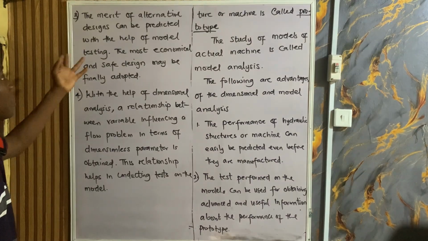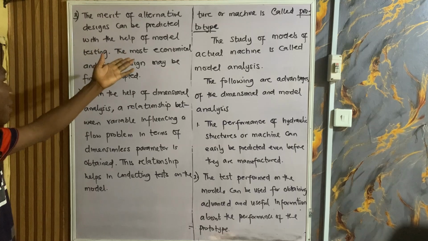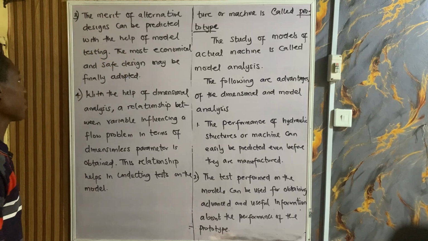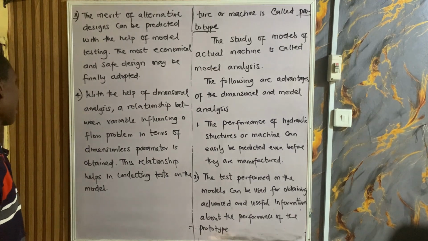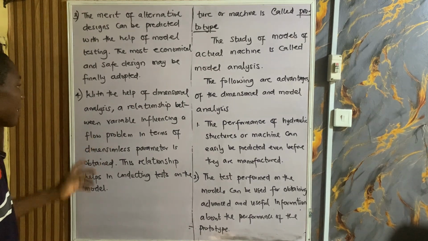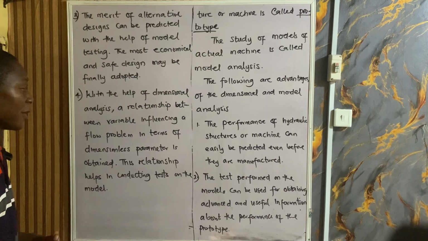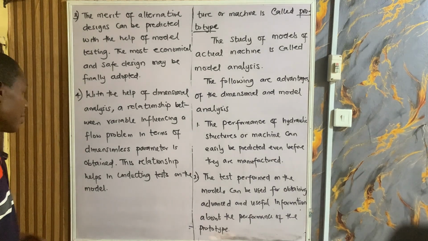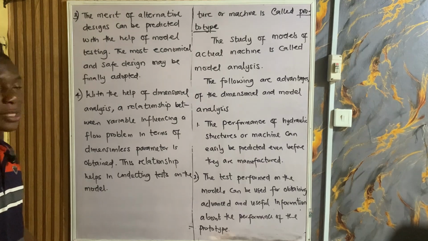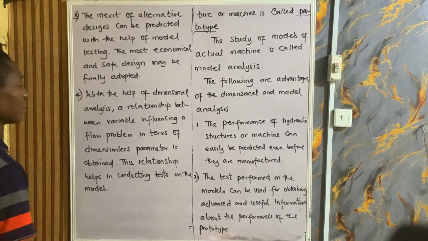Also, the merit of alternative designs can be predicted with the help of model testing. The most economic and safe design may finally be adopted. And lastly, with the help of dimensional analysis, a relationship between variables influencing a flow problem in terms of dimensionless parameters is obtained. This relationship helps in conducting tests on the model.